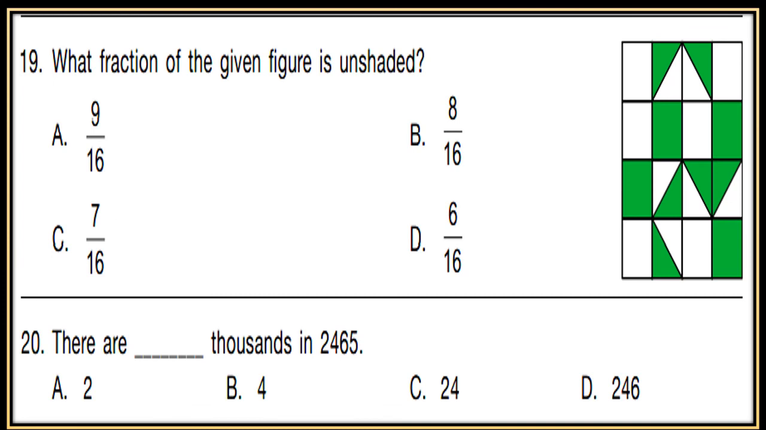19th. What fraction of the given figure is unshaded? Now see the given figure. Now unshaded, you have to find the fraction of unshaded figure. So first count how many number of squares are there. So we can see 4 into 4. Their total number is 16. Now out of 16, how many are unshaded? So count the number of unshaded squares upon total number of squares will be the answer.